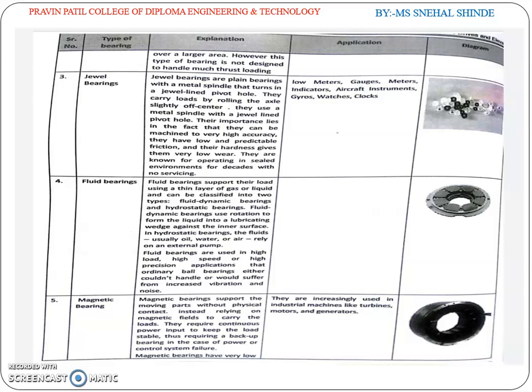The importance lies in the fact that they can be machined to very high accuracy. They have low and predictable friction and their hardness gives them very low wear. They are known for operating in sealed environments for decades with no servicing, and applications are meters, gauges, meter indicators, aircraft instruments, gyros, watches, clocks.